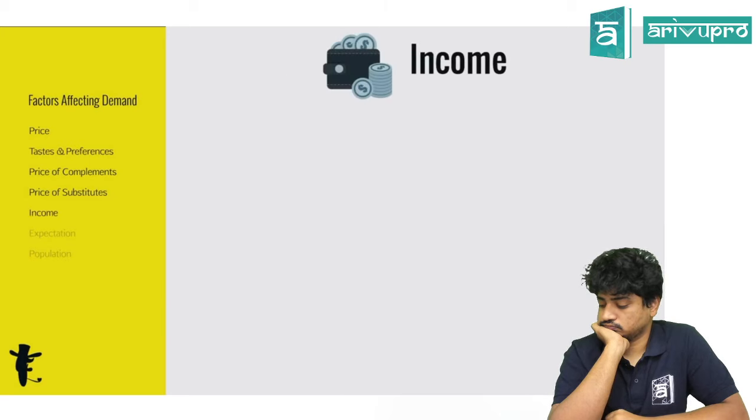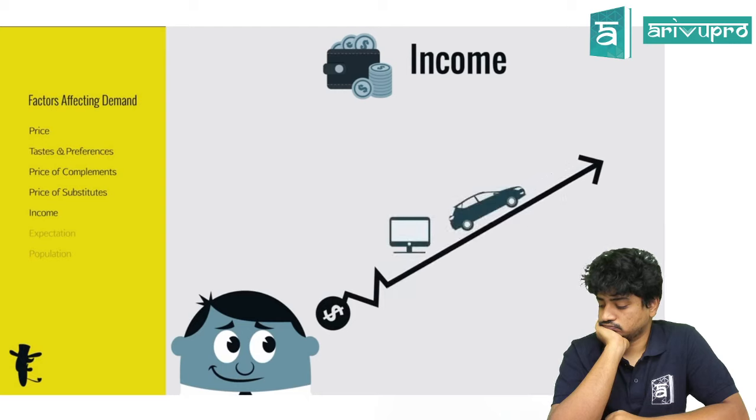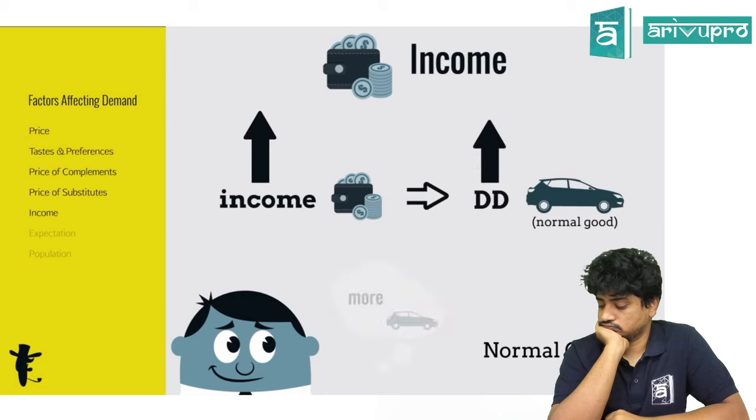Income. You know, we all have this lust for material stuff, and we think that when we make more money, we are going to buy more of this and this and that. These goods are called normal goods. When our income increases, we want to get more normal goods like cars.